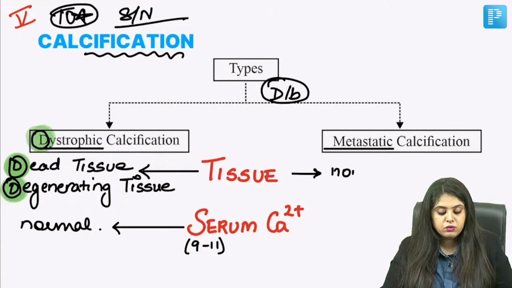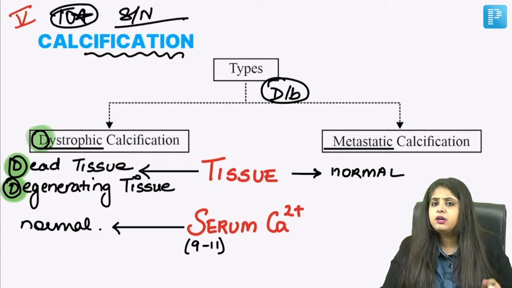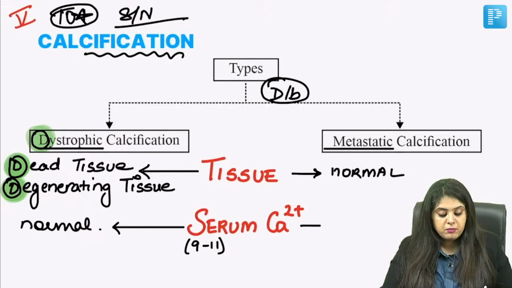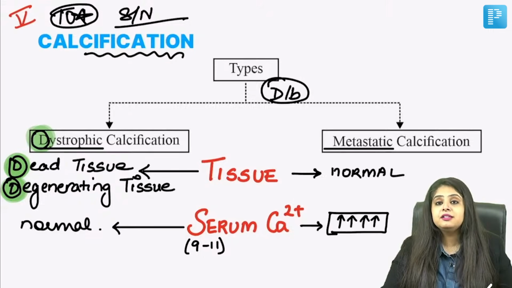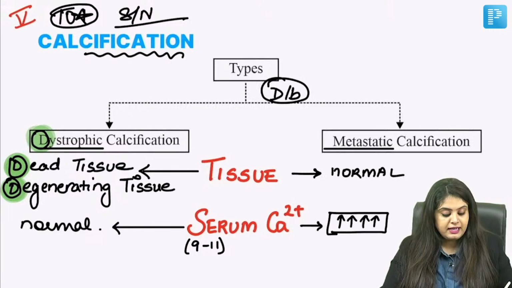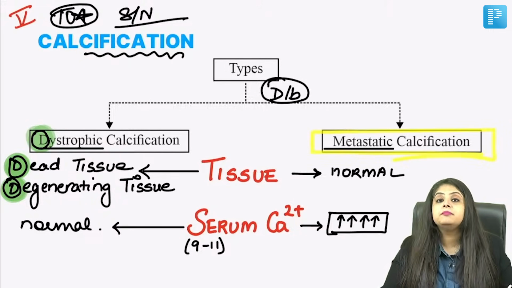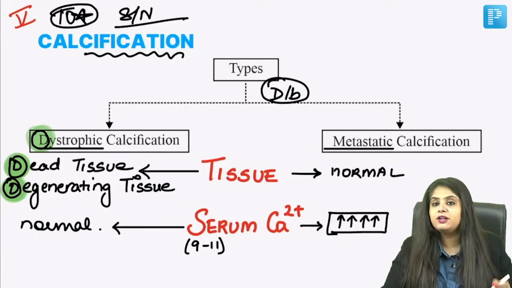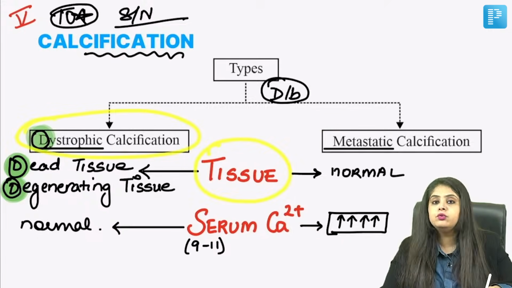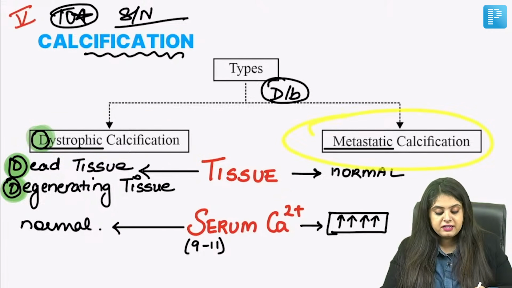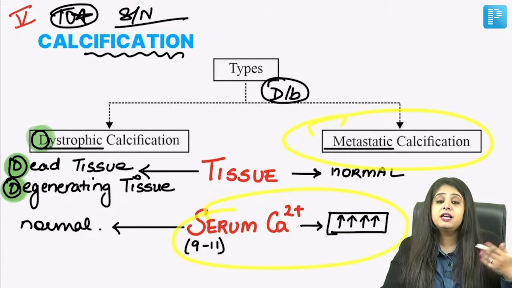Ma'am, there is no fault of the tissue in this. The tissue is not dying, the tissue is not degenerating, no tissue problem. The problem is that the blood calcium levels are very high. There is an increase in the serum calcium or the blood calcium levels, and that is known as metastatic calcification. I told you, you can blame one person at one time. In dystrophic calcification, whom did you blame? You blamed the tissue, that the tissue's fault is why calcification happened. In metastatic calcification, whom are you blaming? That blood calcium levels are very high.